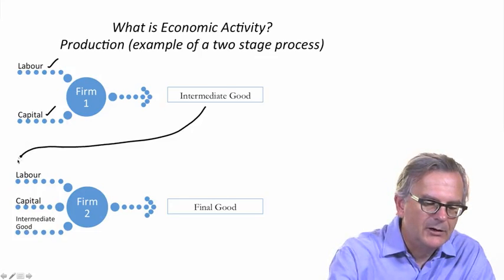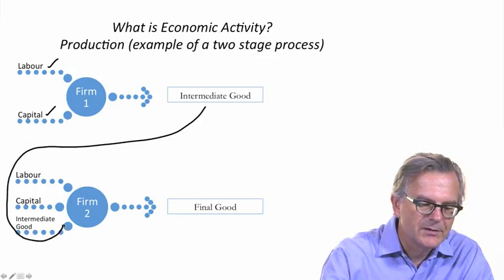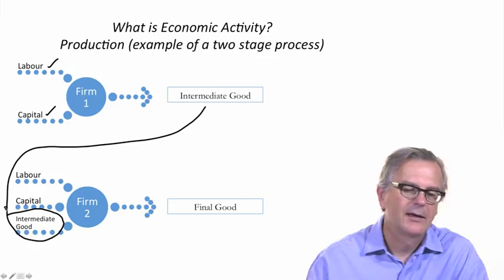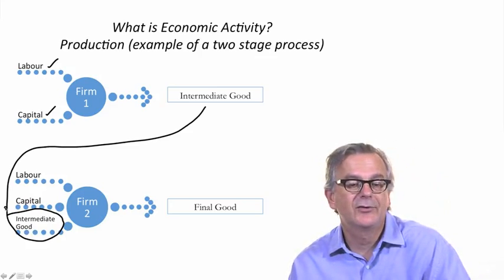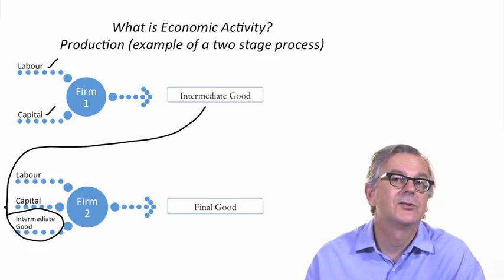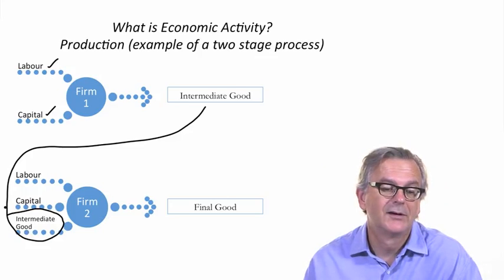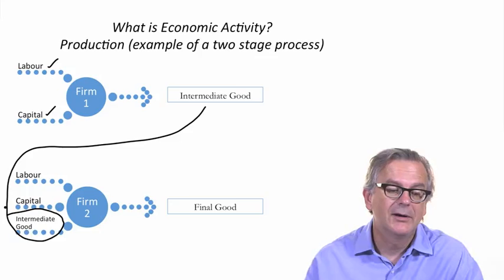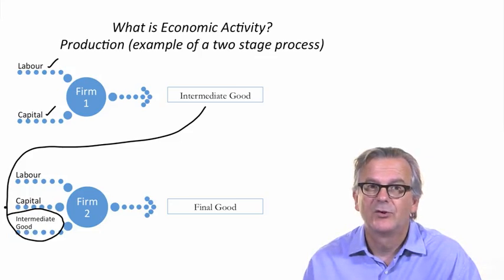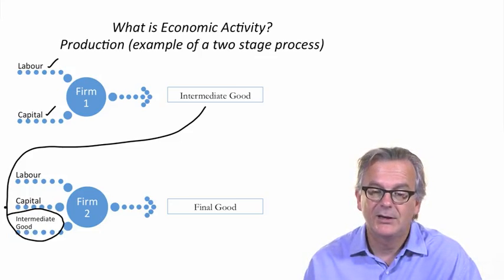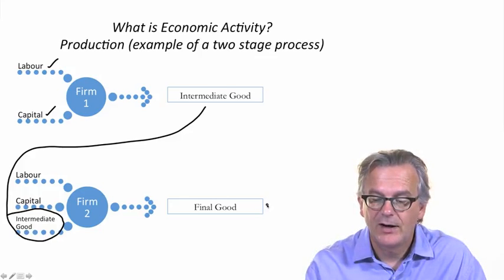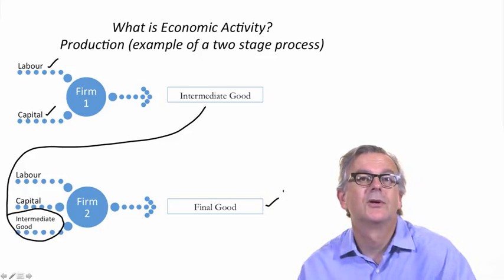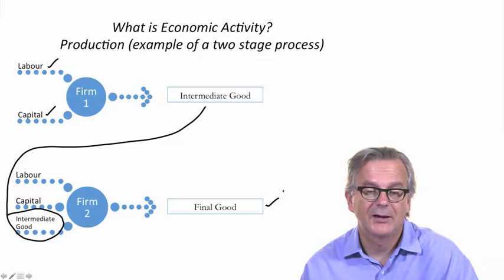The intermediate good is then purchased by firm 2, our second firm, the final stage of this 2-stage production process. And firm 2 has its own labour and its own capital, which it now combines with that intermediate good to produce the final good, and it is the final good that is purchased by consumers.